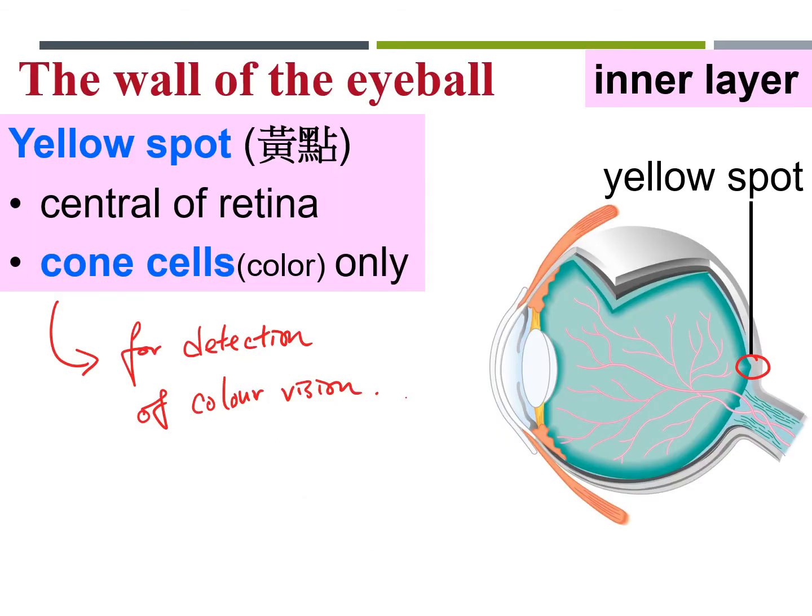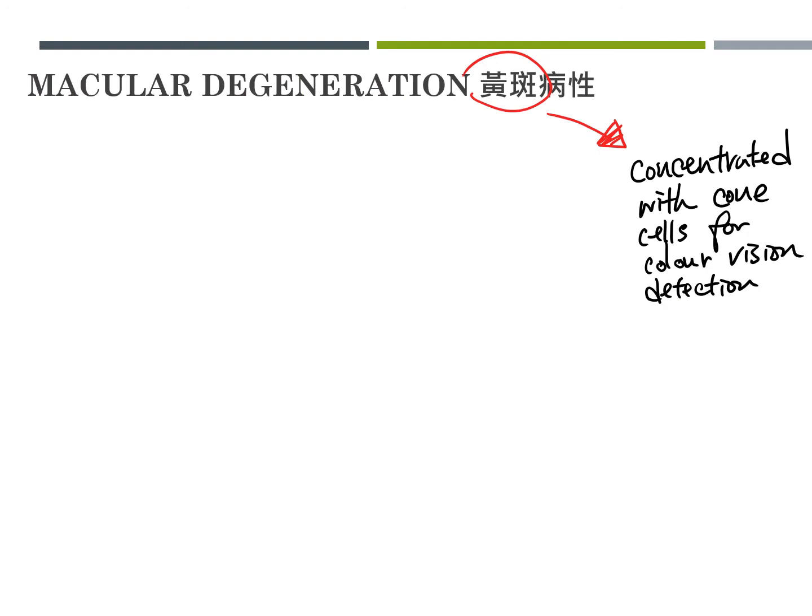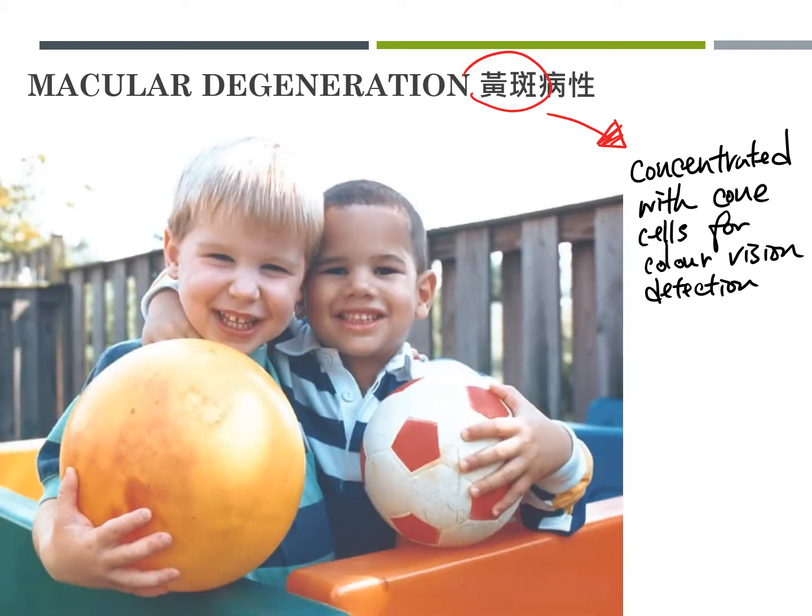At the back side, the center of the retina, we have a spot. We call it the yellow spot. It has a lot of cone cells concentrated on this yellow spot for color vision detection. Speaking of the yellow spot, have you ever heard of the disease called macular degeneration, in Chinese 黃斑病變? As we know, the yellow spot 黃斑 is concentrated with cone cells for color vision detection.